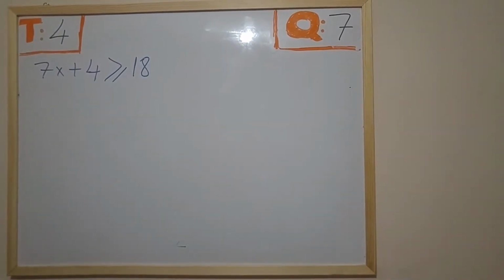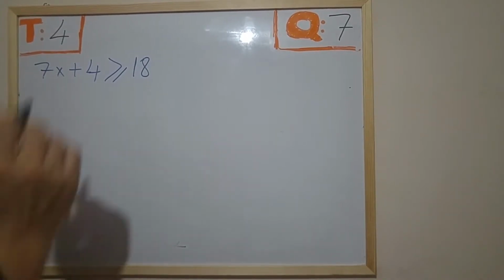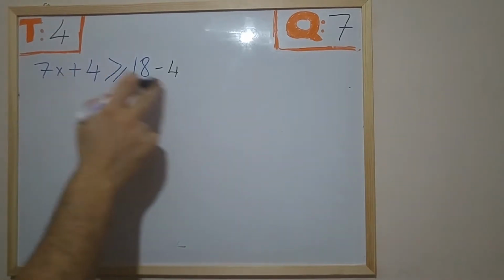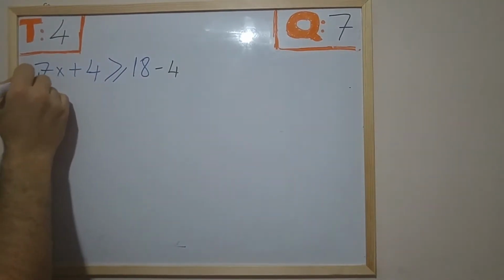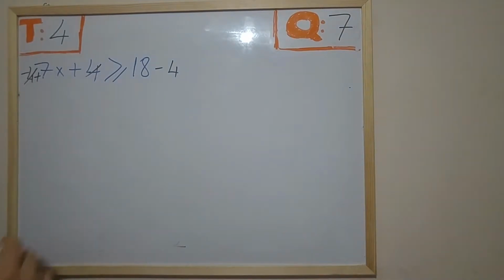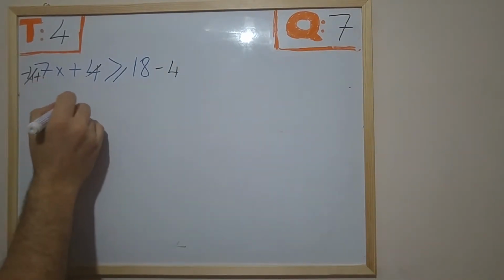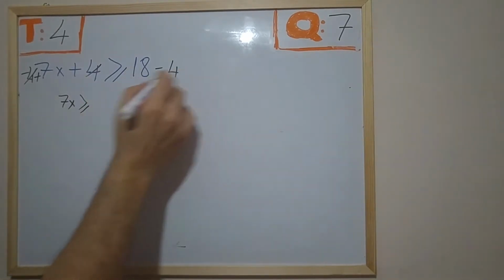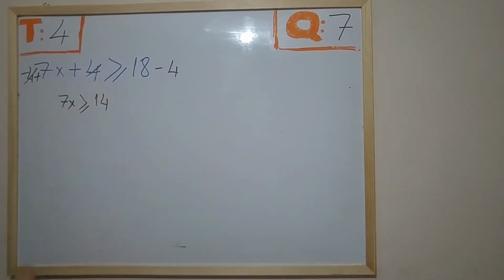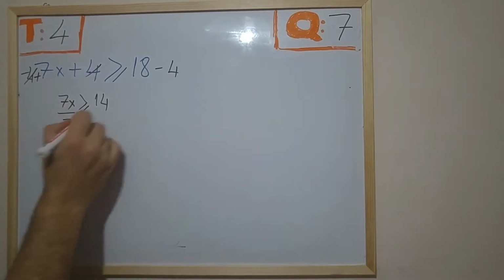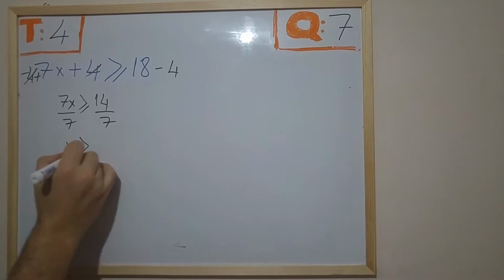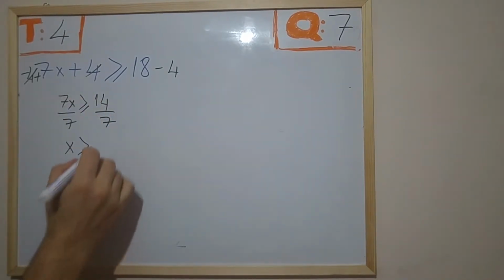We're supposed to solve this question and show it on a number line. Let's do it. We have to get rid of this plus 4 here by subtracting 4 from each side. Now we have only 7x on the left hand side, greater than or equal to 18 minus 4, 14. Now we need to get rid of the 7 by dividing each side by 7, and we're left with x is greater than or equal to 14 divided by 7, 2.